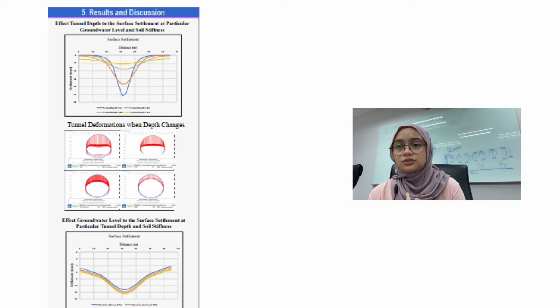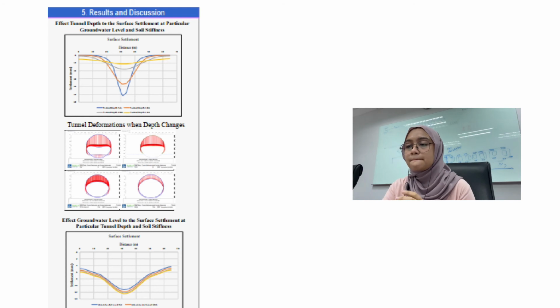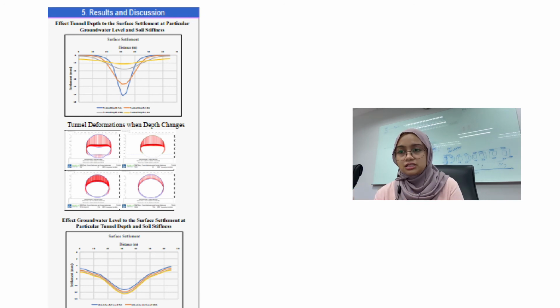So from the graph, you can see that the settlement produced is increasing. The settlement produced is increasing when the groundwater level is increased. However, based on the result, the distance value between the 4 cases is not big, even though the water level has changed 10 meter per each case. In conclusion, there are changes in the settlement value for the water level, but it does not impact the result.